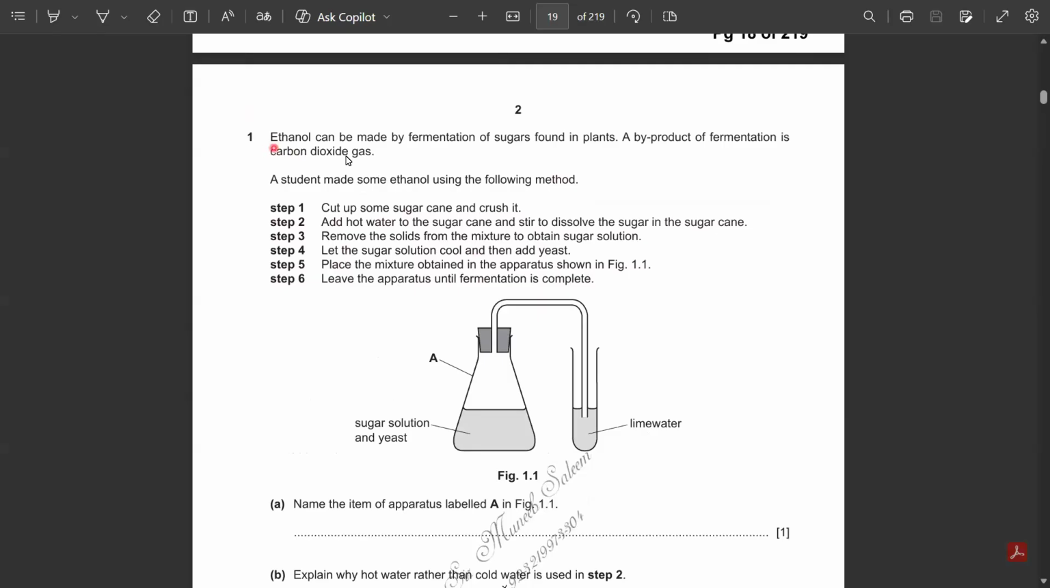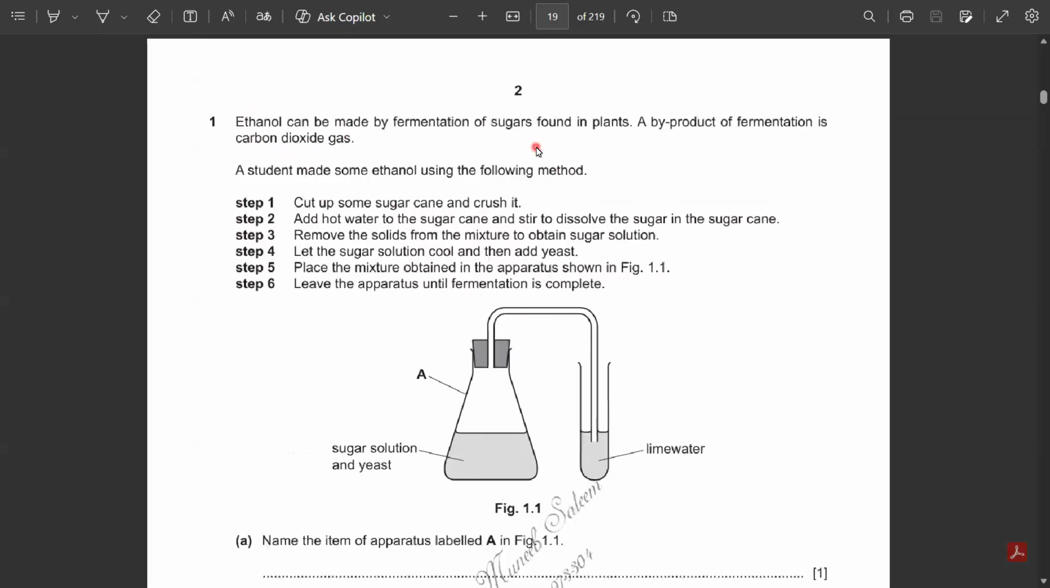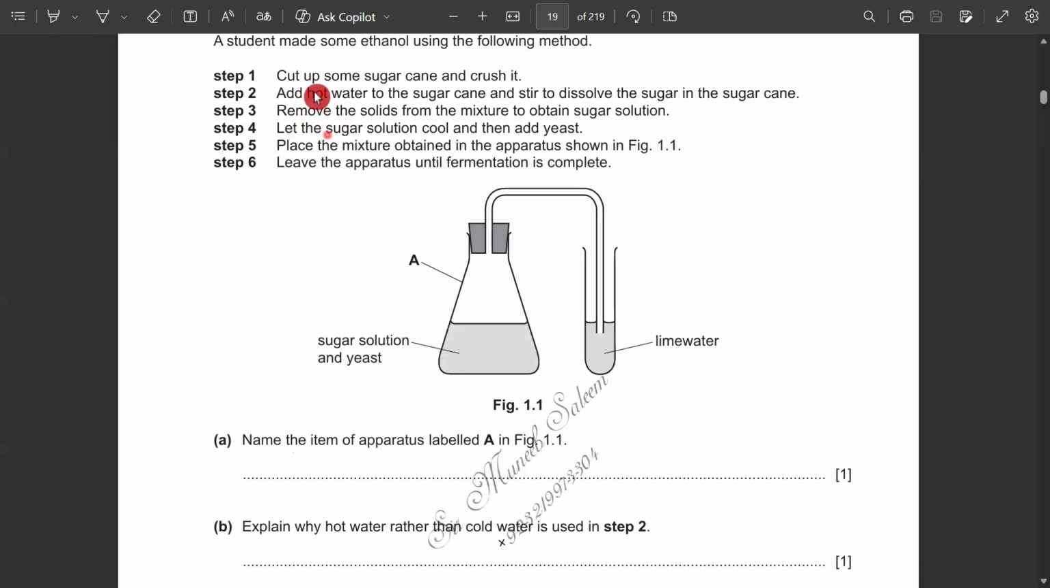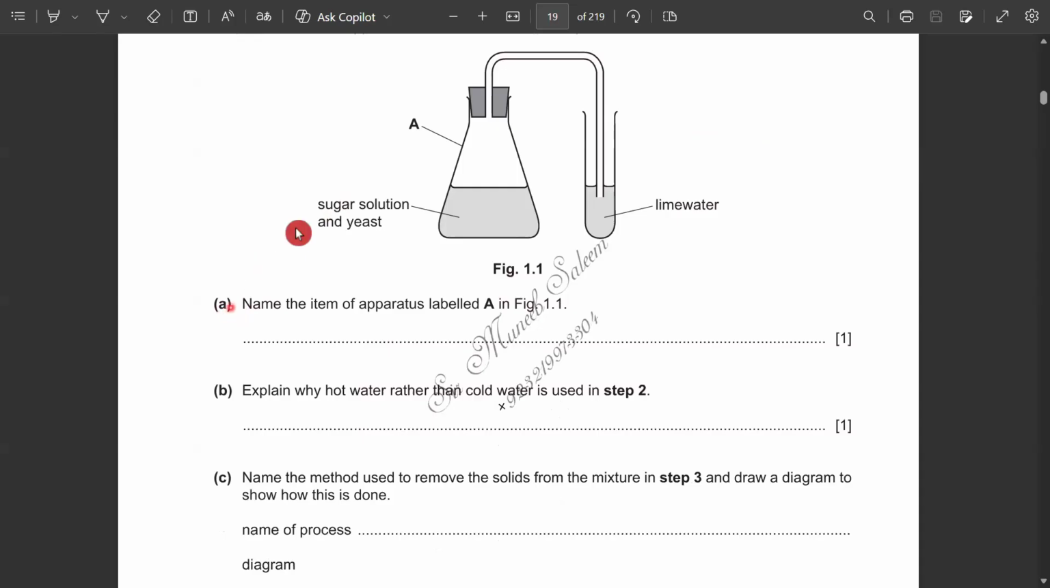So question 1 says, ethanol can be made by fermentation of sugars found in the plants. A byproduct of the fermentation is carbon dioxide. A student made some ethanol using the following method, and these are the steps. After going through the steps, we can move on to the question.